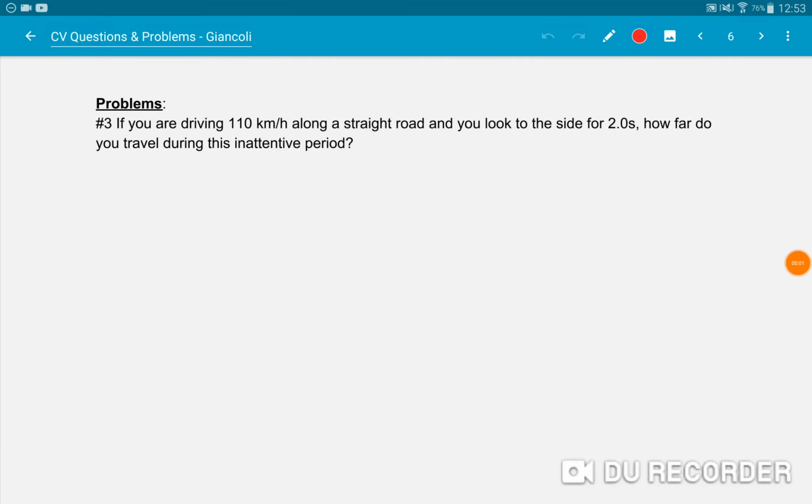Welcome back. We're in Giancoli Ch2 Problems, number 3. If you're driving 110 kilometers an hour along a straight road and you look to the side for 2.0 seconds, how far do you travel during this inattentive period?